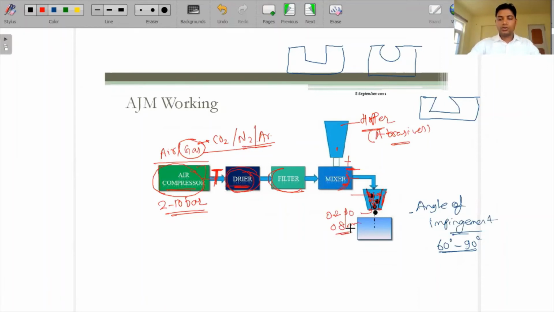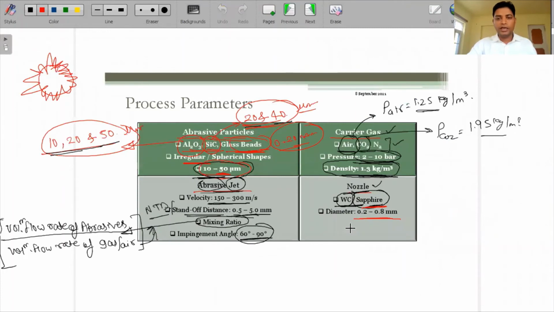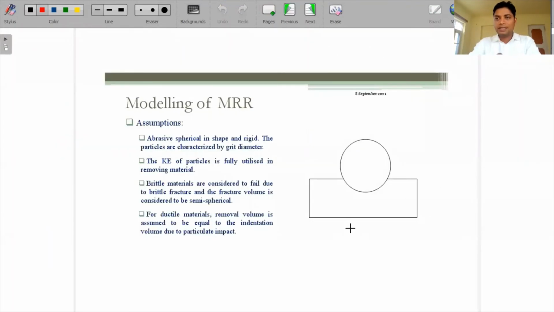Okay, guys. So till now, if you have any doubt, you can ask me. Then we'll go for the material removal rate. I will discuss this part today, and modeling will start tomorrow, in the next class. So if you have any doubt, you can ask me, guys. I'm just giving you 1 minute.